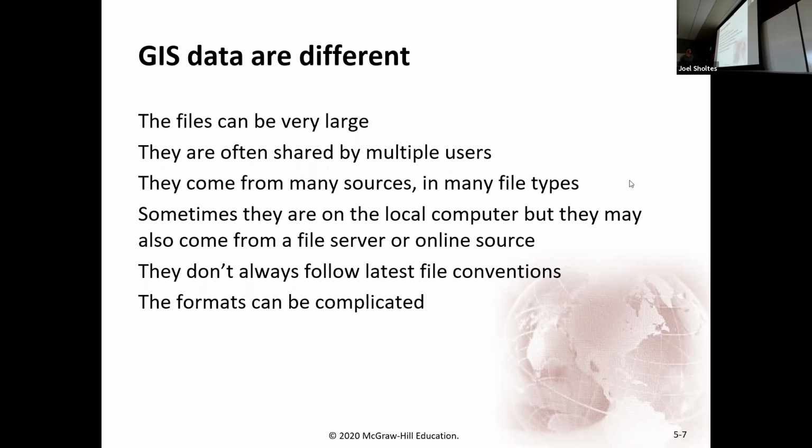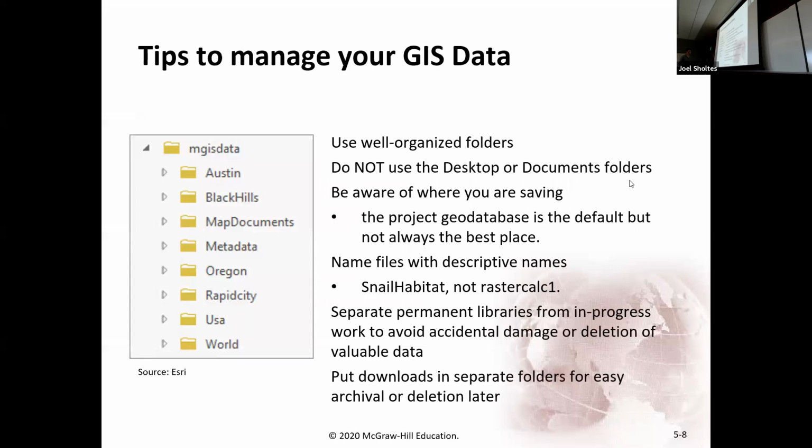GIS data come from many different sources, so we can download data from the county, from the state, from the federal government. Maybe we're going to make our own data in-house, and they're all going to have different coordinate systems and different ages. Sometimes they're going to be on a file server, an online source, or locally. They're not always going to have the latest file conventions. Maybe we don't have a projection file. It's kind of a mess. And we'll be dealing with that mess as we do these projects and tutorials together. So there's a lot of ways we can organize our data to keep from running into pitfalls.